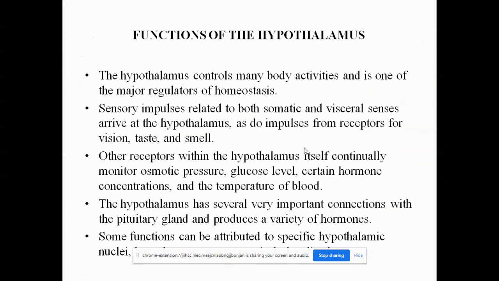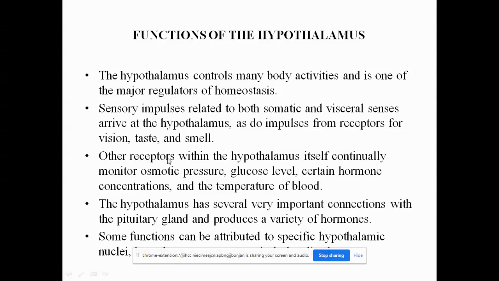Let us see the functions of the hypothalamus. The hypothalamus controls many internal body activities and is a very important regulator of homeostasis by controlling various physiological functions. Sensory impulses related to both somatic and visceral senses arrive at the hypothalamus. So it receives many sensory inputs from different regions of the body through the ascending tract, as do impulses from receptors for vision, taste, and smell.